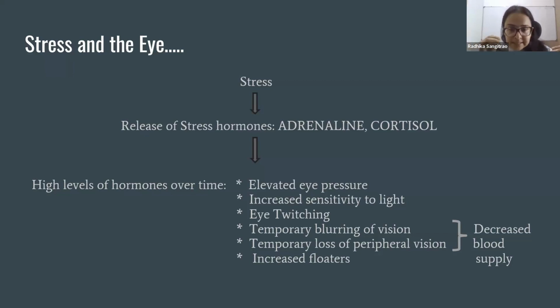But we must remember that this temporary blurring and temporary loss is kind of giving you a warning, because they are seen because of decreased blood supply to the retina. So the blood pressure is increasing to such an extent that it is causing raised eye pressure, and it is causing pressure on the blood supply to the eye, which causes this temporary blurring. So it can leave permanent effects in the eye. So we have to take it seriously that stress needs to be controlled.